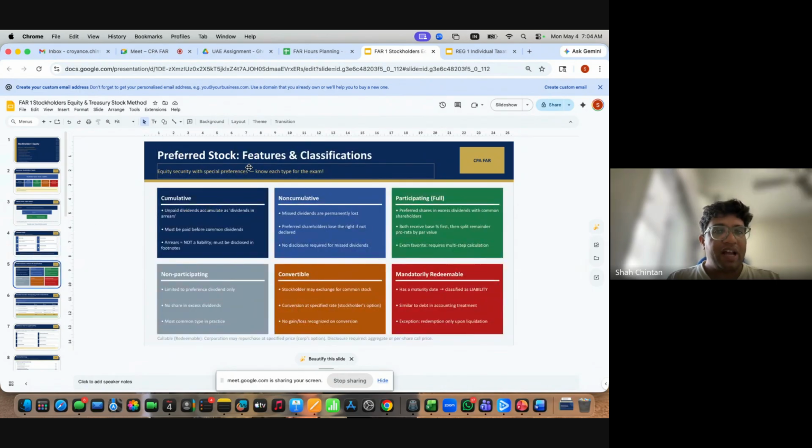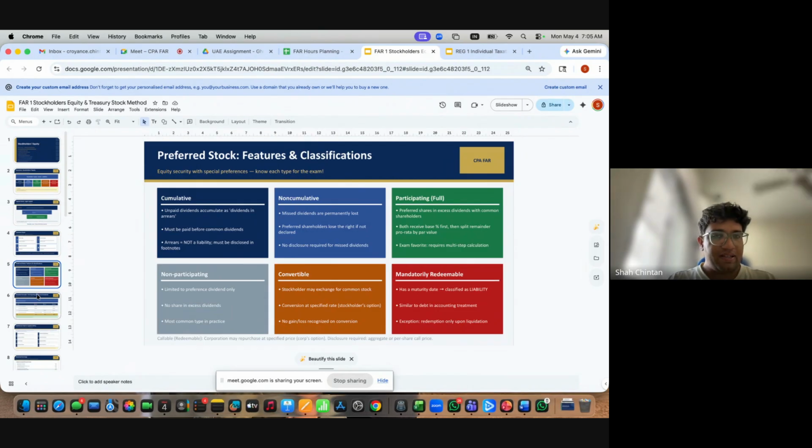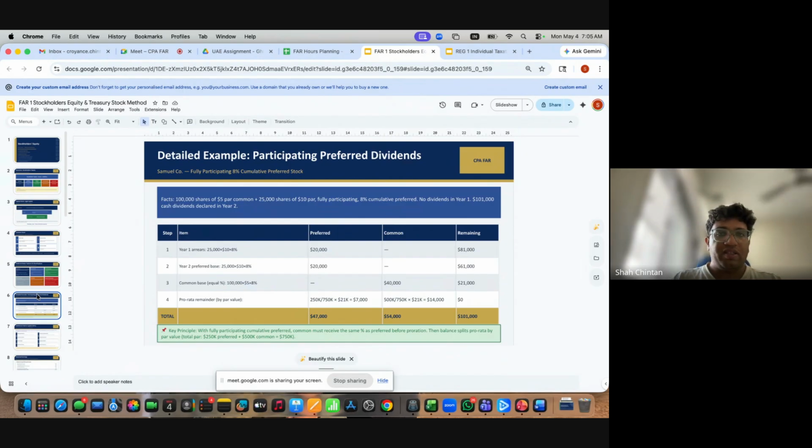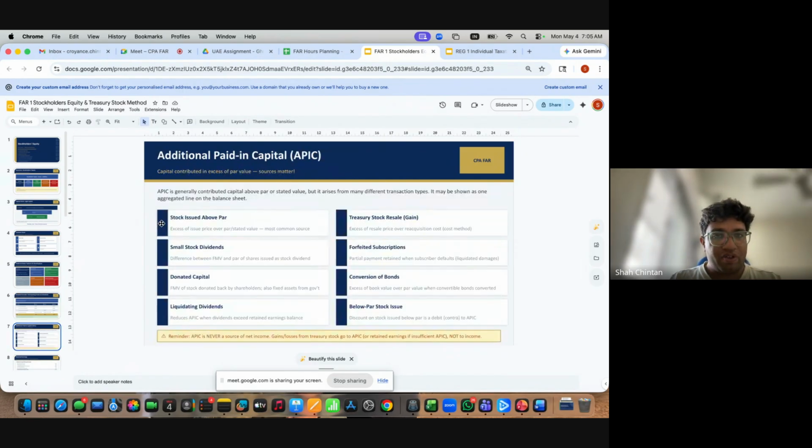Now, what are the different types of preference shares? We saw cumulative, non-cumulative, participating, non-participating, convertible, and then mandatorily redeemable. Again, if it is mandatorily redeemable, then it has to be classified as a liability. Let's go to the next slide. I think this is the one example which you have just resolved right now. So this is the participating dividends question.